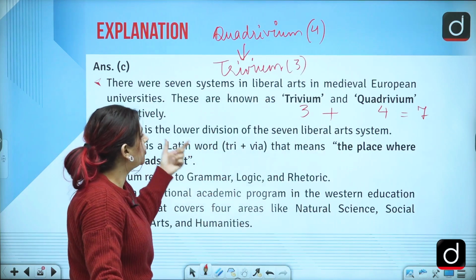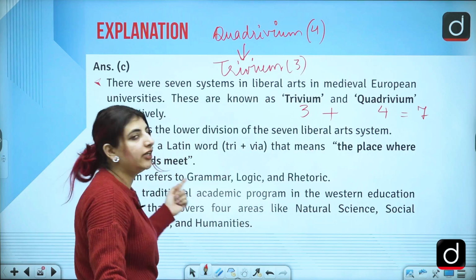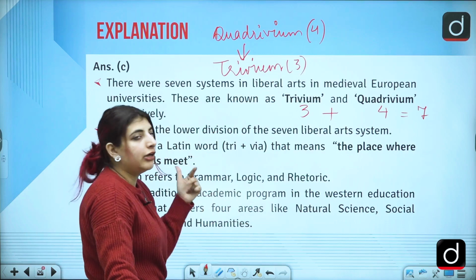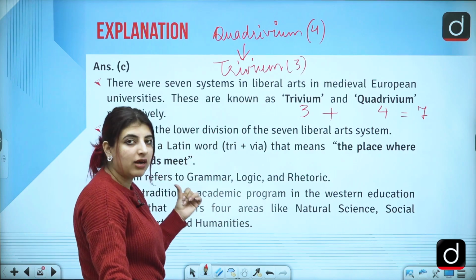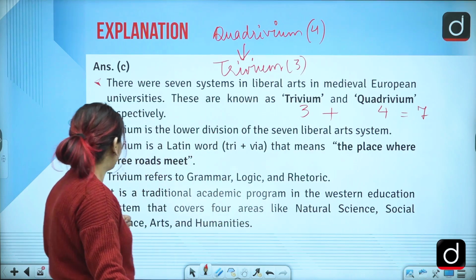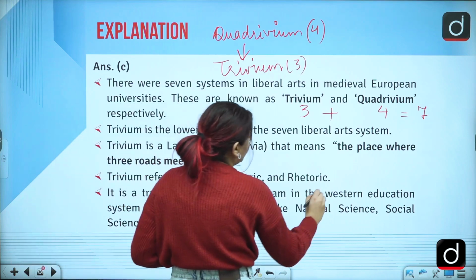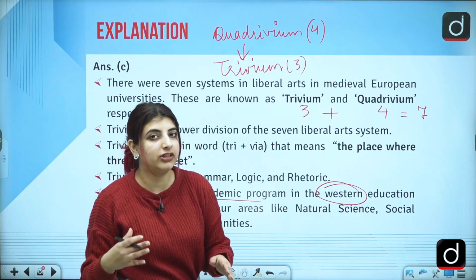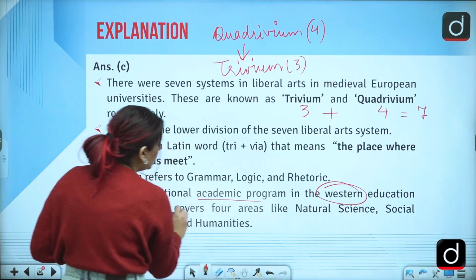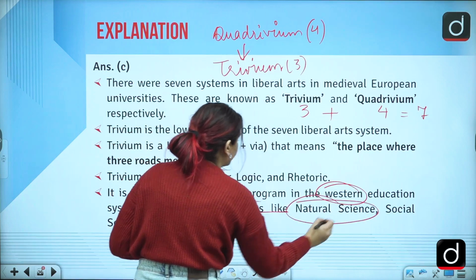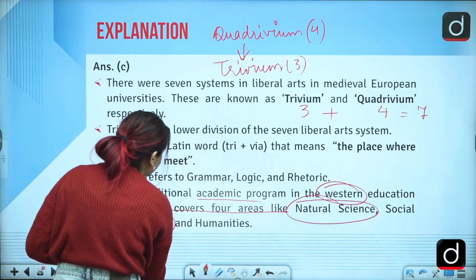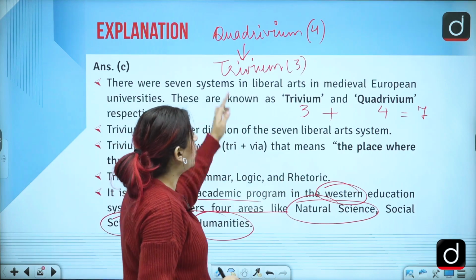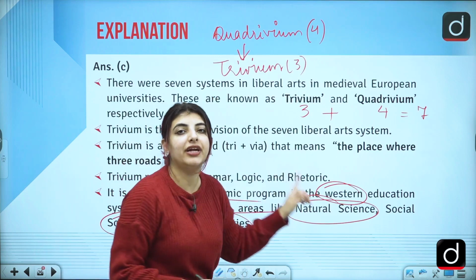Trivium is a Latin word which means trivia, that means the place where the 3 roads meet, hence we talk about the trivium, that is 3. Trivium refers to grammar, logic and rhetoric, which we have already marked as the correct answer in the previous slide. Traditional academic program in Western education, if we talk about the medieval feudal society which was there, that covers 4 areas like natural sciences, social sciences, arts and humanities. Correct? So these 4 fields were there, which were being taught in what form? In the grammar, logic and rhetoric form.